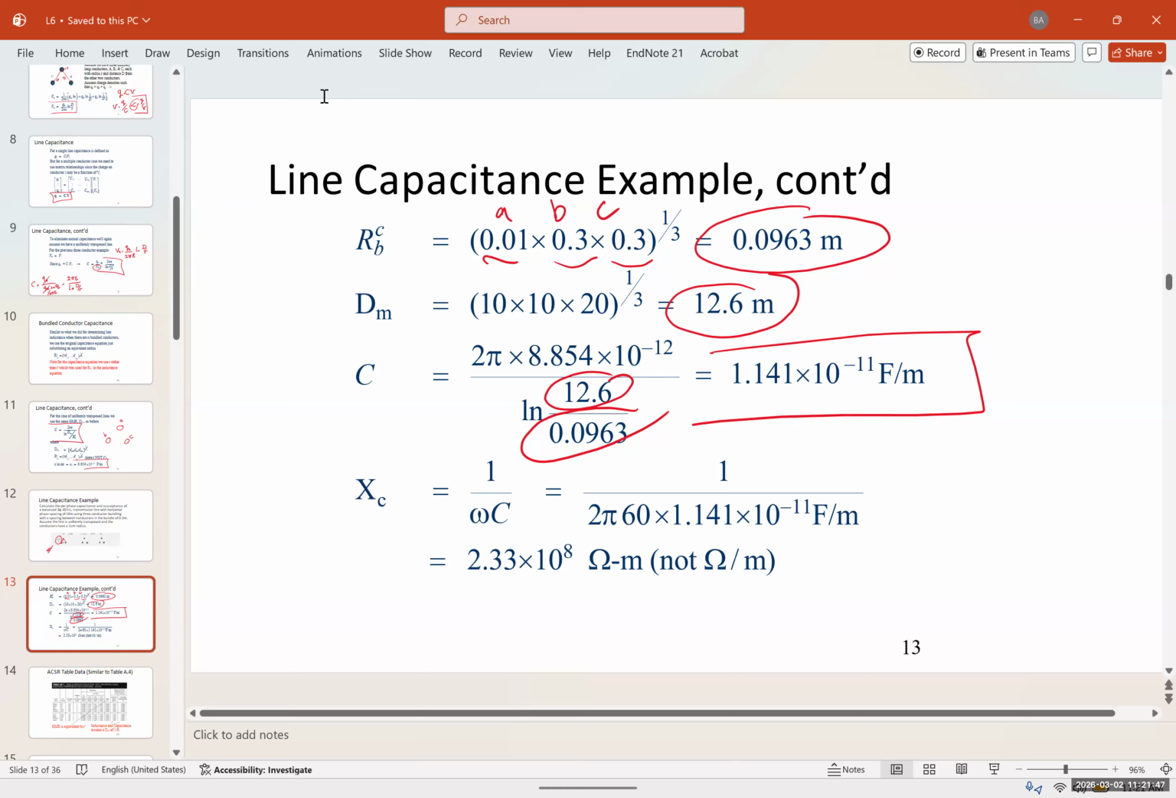And if you want to find the susceptance, XC is going to be 1 over omega C, which is 1 over 2 pi F times 1.14 times 10 to the power of -11, which gives us 2.33 times 10 to the power of 8 ohms per meter, which is a pretty large number. So again, this also depends on the frequency. If we have a DC system, it's completely different.